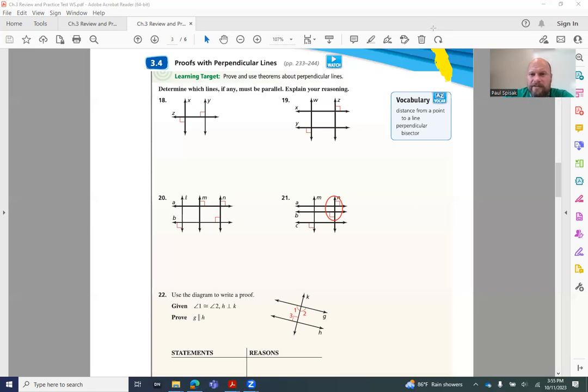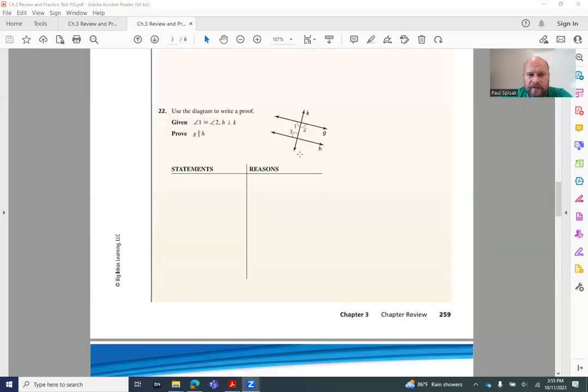All right, going down to 22, the proof. So this proof can be done in many different ways. There is a very short way that you can do this though. So I'm going to try and keep it simple. I'm going to type this out. Now, the first thing that we have is our given statement. So angle 1 is congruent to angle 2, and H is perpendicular to K.